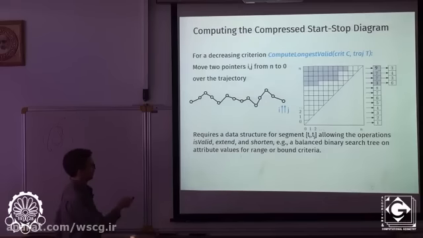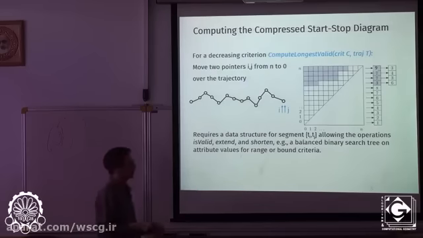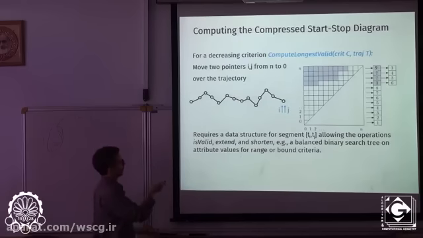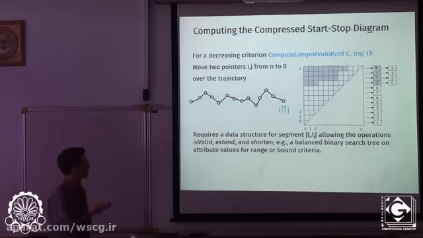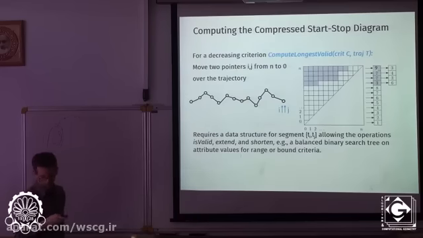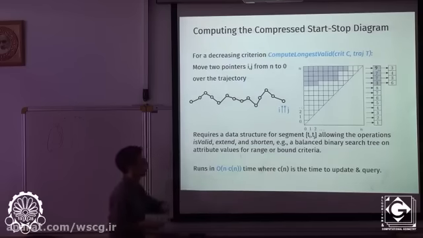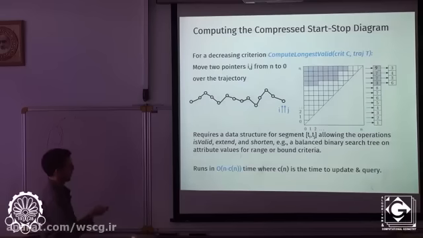In particular, if we have, for instance, a criterion like a bounded range. So if I am asking about, let's say, speed, the speed should be in a certain range, then that information I can store, the speed values, in a balanced binary search tree, and then the extend and shorten is simply insertion and deletion, and is valid I can also check easily. So I need those 3 operations, but those are typically also easy enough to get. And then the running time is n times the time these operations take. So this will typically be n log n.